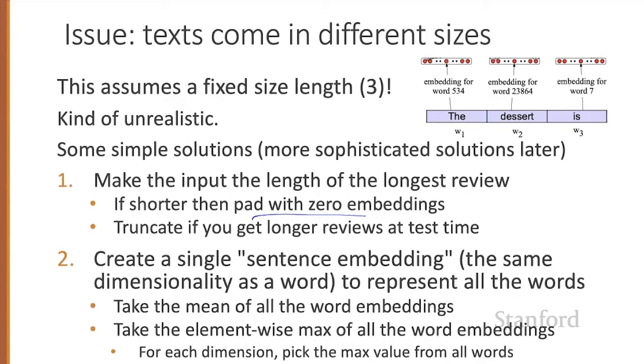A second solution is we can create a single sentence embedding, the same dimensionality as a word, to represent all the words in the review. And we can do that in one of two common ways. We could simply take the centroid, the mean of all the word embeddings. So we create one sentence embedding that's like an average of all the words. Or we can do more sophisticated things. We could create a single sentence embedding by taking the element-wise max of all the word embeddings. So for each dimension in this new sentence embedding, we choose the max value from all the words as the value for that dimension.